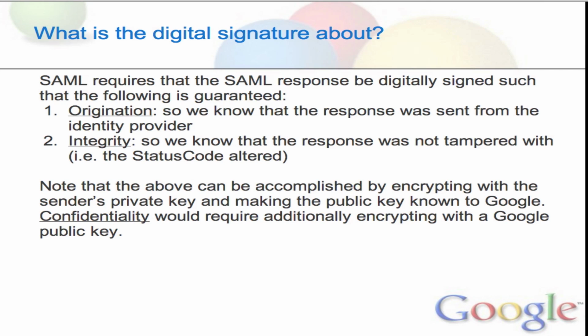Let's once again review the digital signature. So there's two pieces, as I mentioned before. There's origination and integrity. So origination is, did the response come from the approved identity provider, not some rogue one that someone else has created, but from the approved identity provider that has validated that this user is who they say they are, has authenticated the user. And secondly, integrity. We want to ensure that the response that came back from the identity provider has not been modified in any way. And so this is why we sign that with a private key. And Google Apps will need the public key. We'll need that to be able to decode the message.